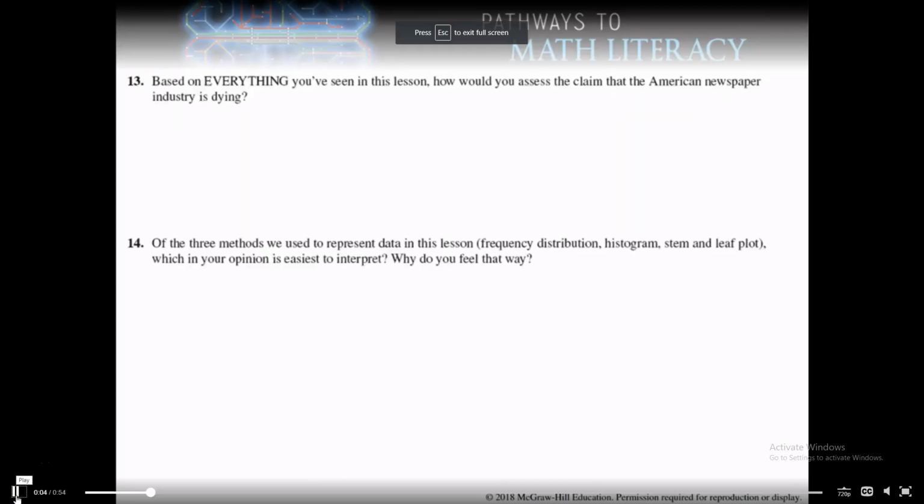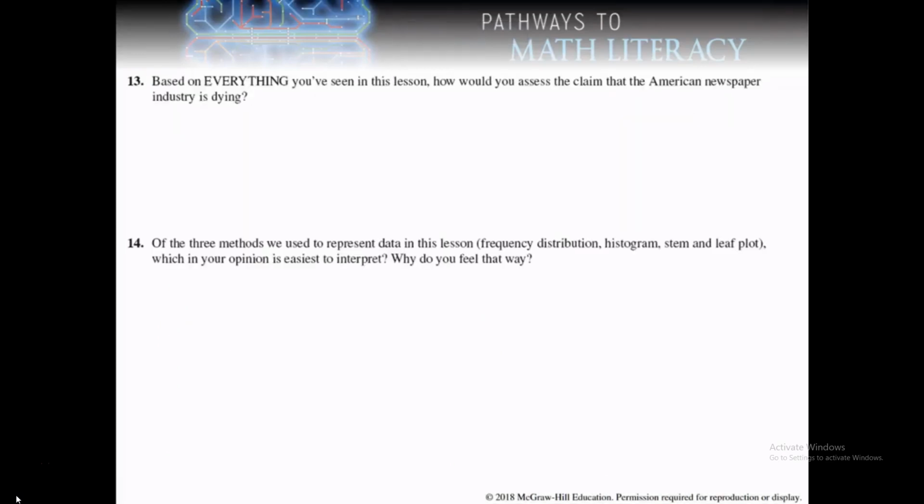In 13, based on everything you've seen in this lesson, how would you assess the claim that the American newspaper industry is dying? Well, this is an opinion question, but to me, looking back at the data, I think that it is probably not true. Most of the data sets show some signs of decline over time, but they do still show that the industry seems to be alive and well.